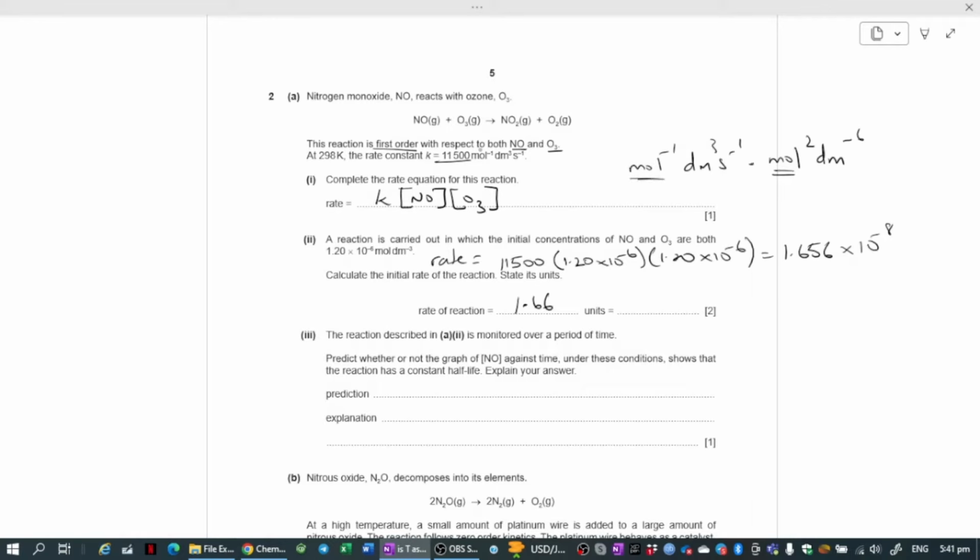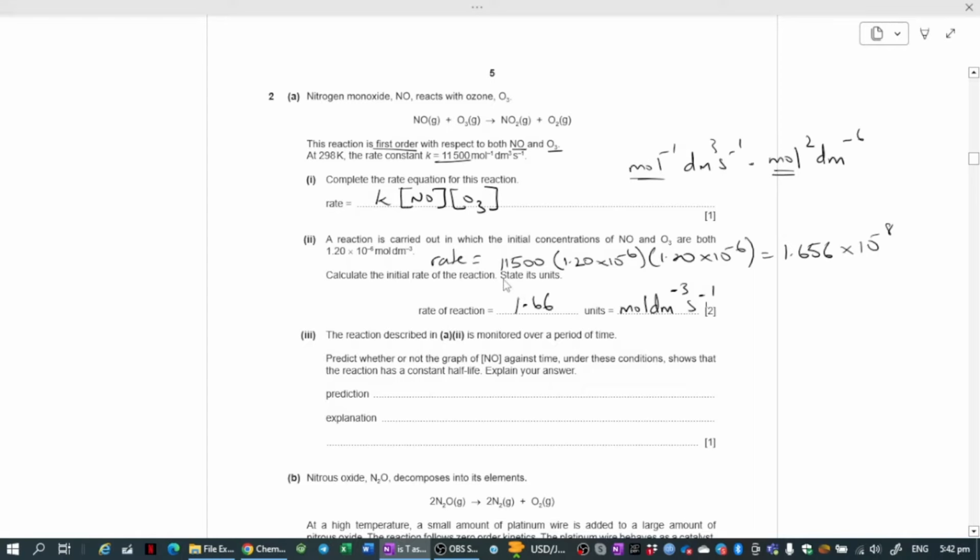So it's minus 1 plus 2 becomes 1. So we should get mole. 3 plus minus 6 becomes minus 3. So we get dm to the minus 3. And then we get S to the minus 1. And those are our units, right?